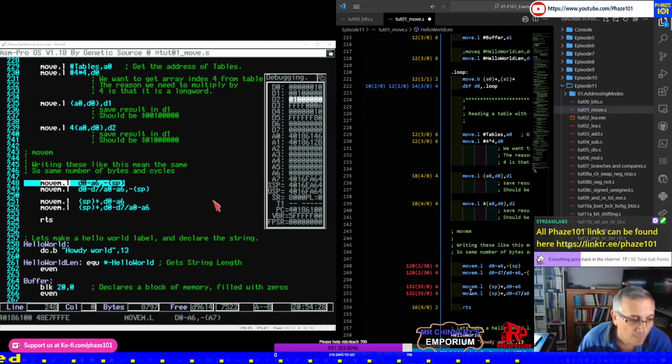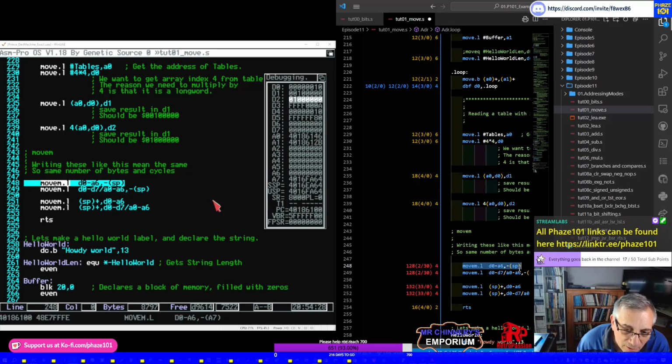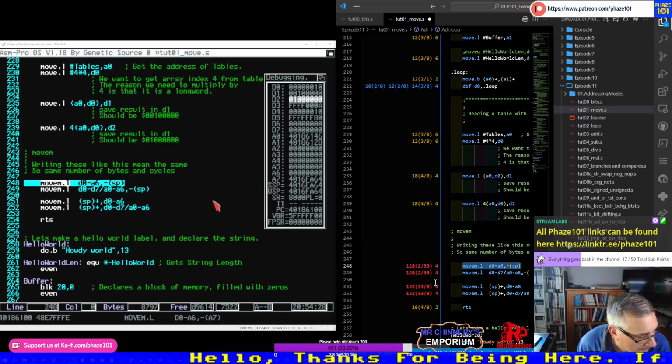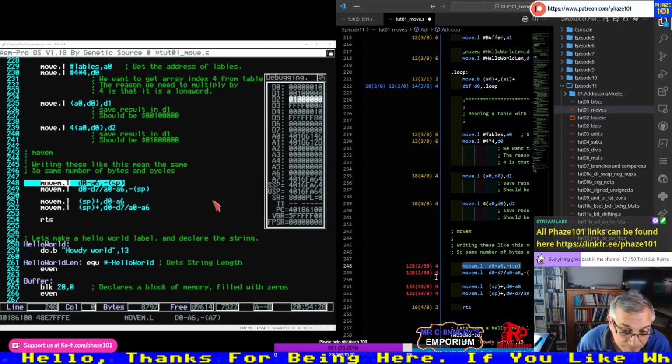So we have the MOVEM instruction, okay? And we have MOVEM.L D0 to A6, or MOVEM.L D0-D7/A0-A6. Notice they are identical. 1 to 8 cycles, 4 bytes. Okay? That's what it means.